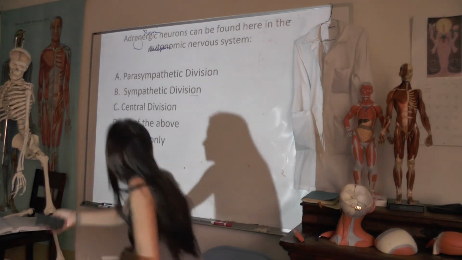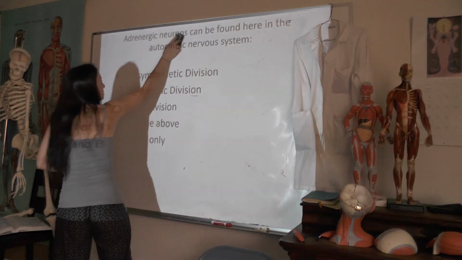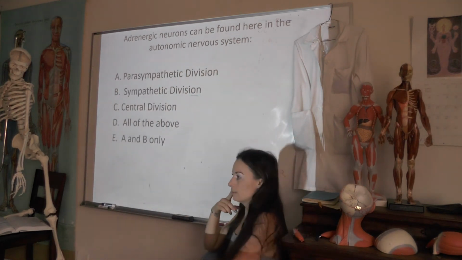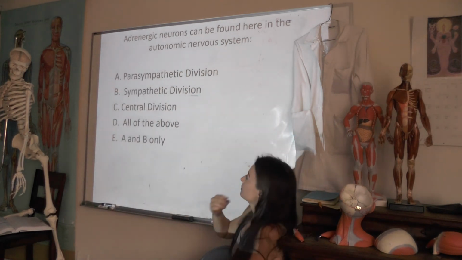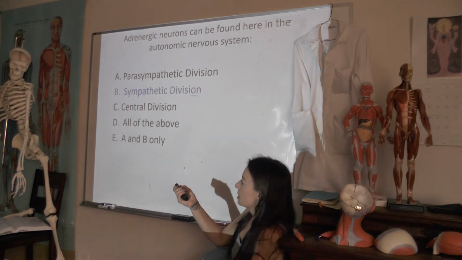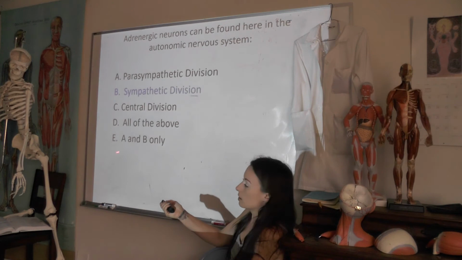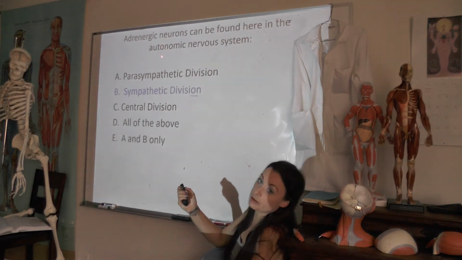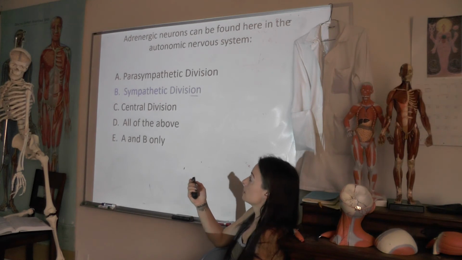Adrenergic neurons can be found here in the autonomic nervous system. Yeah, you're right, the sympathetic division. So if this said cholinergic, it would be A and B only, because cholinergic neurons are found in both. Adrenergic neurons are only found in the sympathetic division.